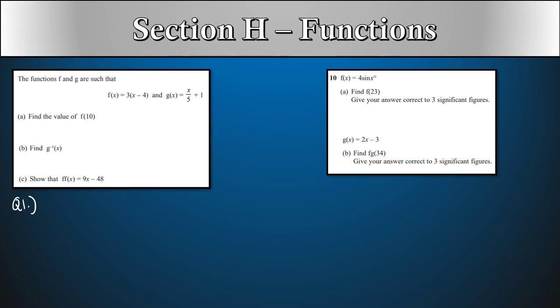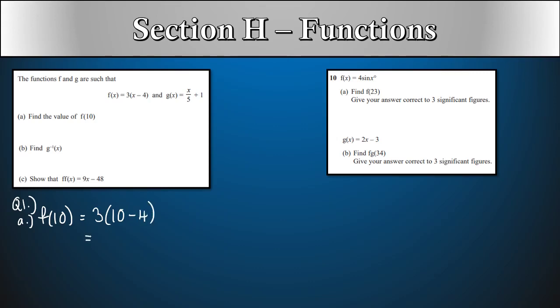So this first question here, we're given two functions, f and g. First part, we want to find the value of f of 10. So f of 10, how would we do that? Well, if I've got f of x is equal to 3x minus 4, if I've got f of 10, I just replace x with 10. So this becomes 3 bracket 10 minus 4, just replacing my x with 10.